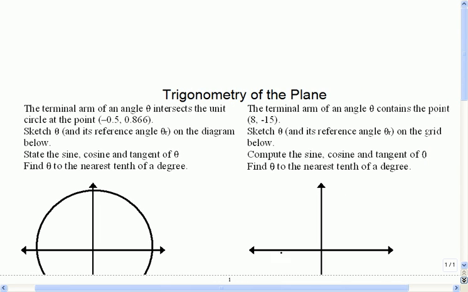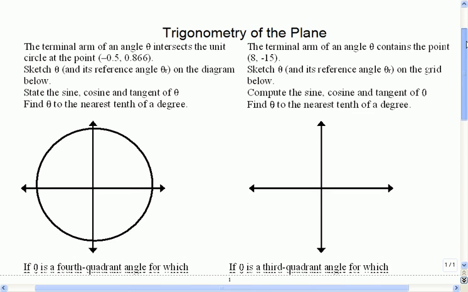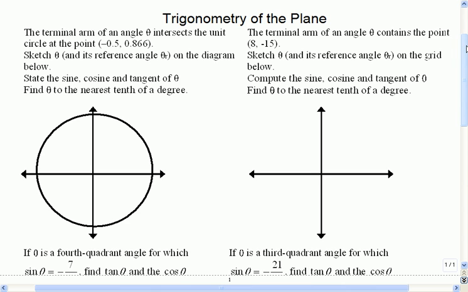Okay, so we're going to take a look today with trigonometry of the plane to get started. So basically what we mean is doing trig on a graph is kind of the way you can think of it.